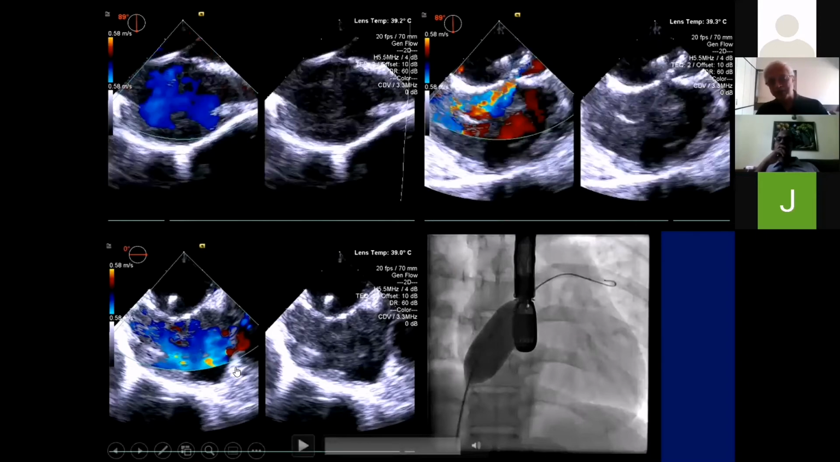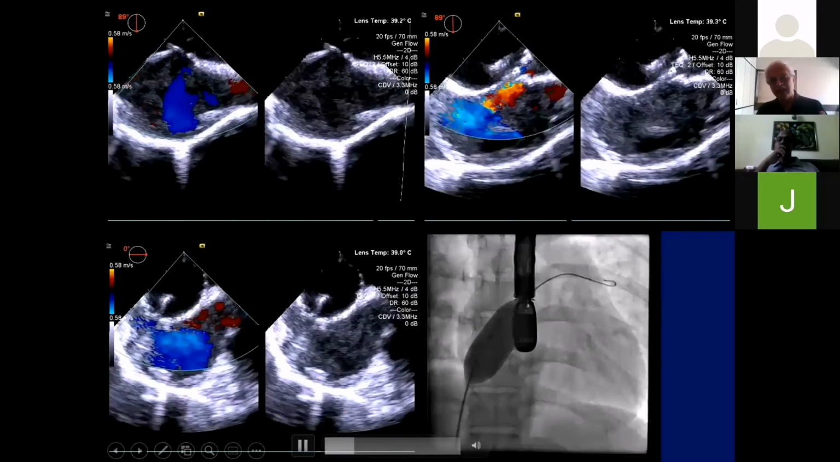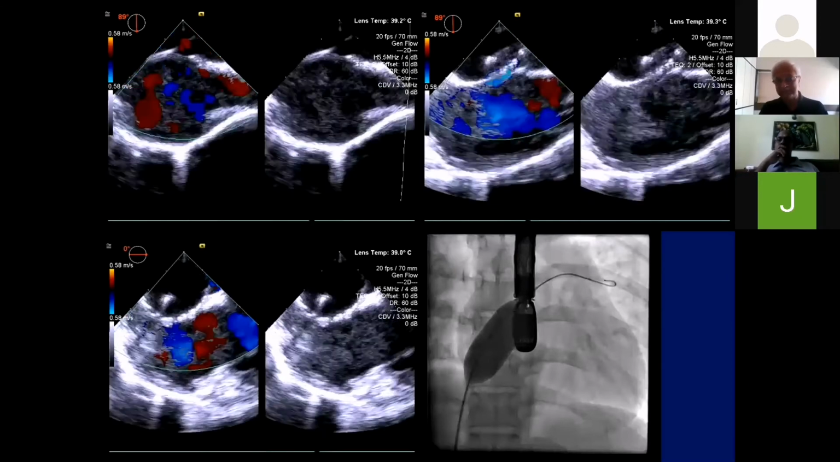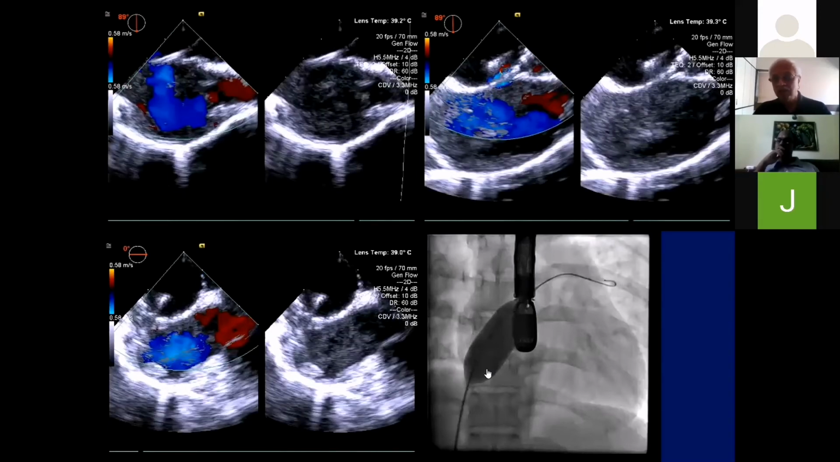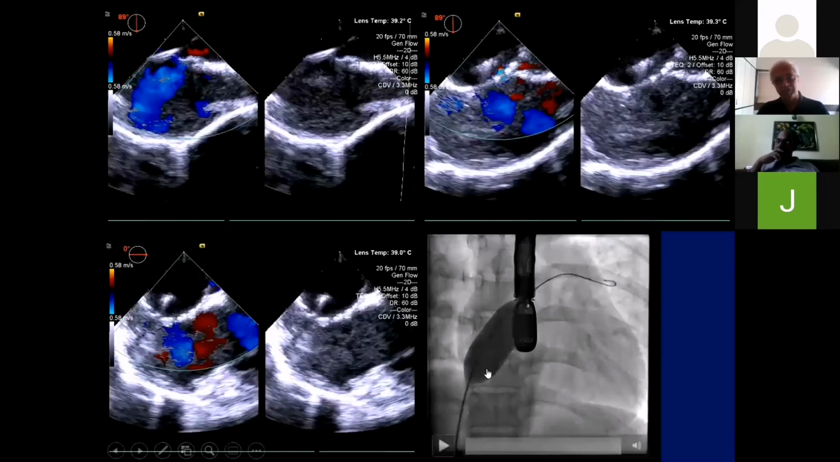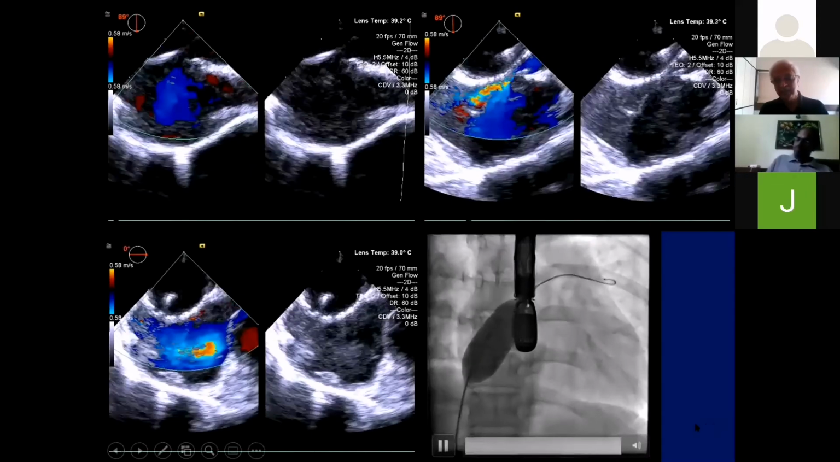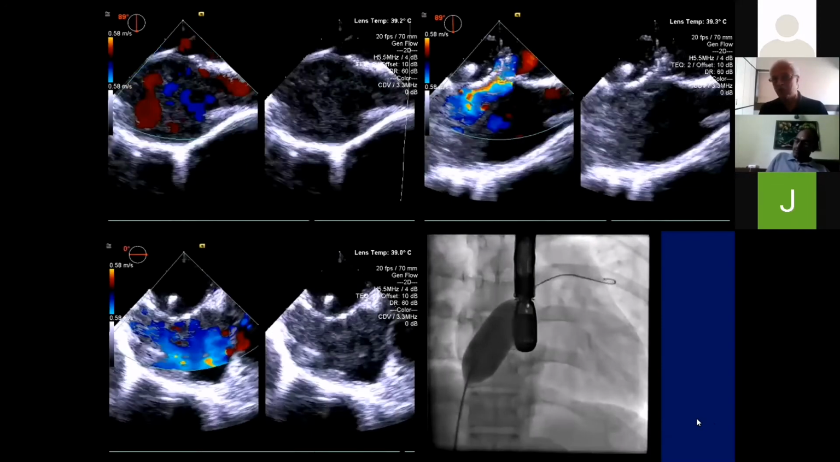And now we have squeezed the aneurysm completely, and we have been able to close all the defects. So this is how the balloon interrogation looks when we are trying to do this. So what is the conclusion from this balloon interrogation?